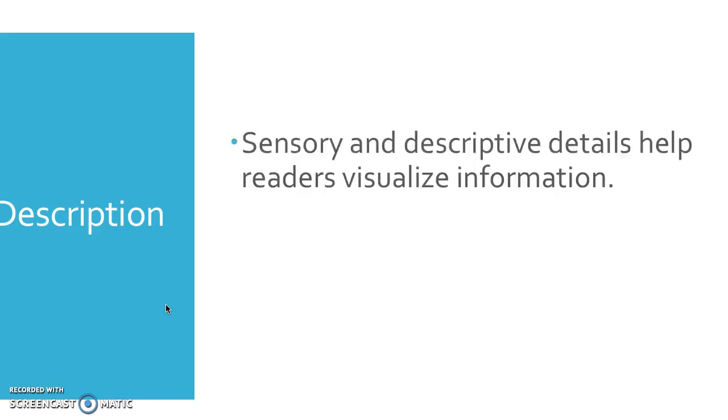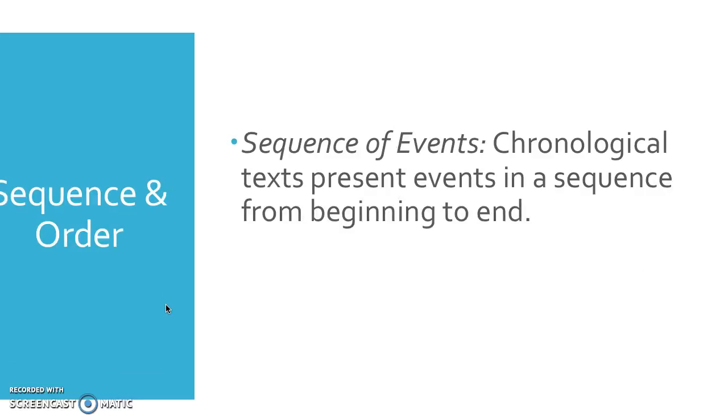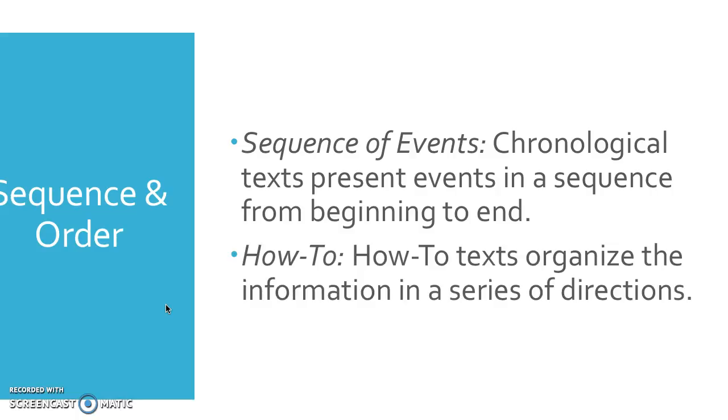So description is sensory and descriptive details help readers visualize information. Shares the who, what, where, when, why, and how of a topic or subject. Sequence and order is sequence of events. Chronological texts present events in a sequence from beginning to end. How to texts organize the information in a series of directions.